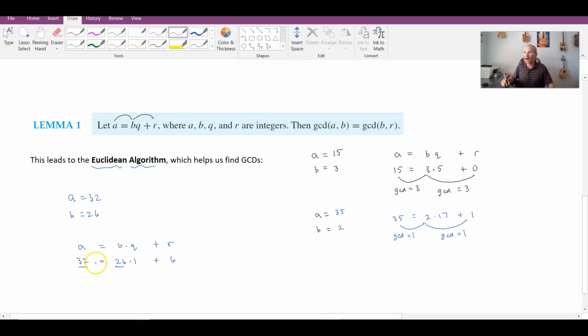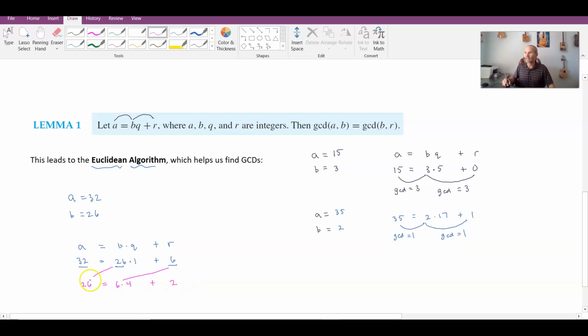And so what I know now is that the GCD between 32 and 26 is the same as the GCD between 26 and 6. So I'm going to shift these two values over, and I'm now going to focus on the relationship between 26 and 6. So I'm going to ask, how many times does 6 go into 26? Well, it goes into it 4 times, leaves me with a remainder of 2. 6 times 4 is 24. 26 minus 24 is 2.